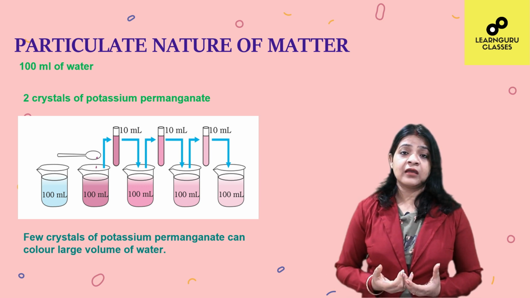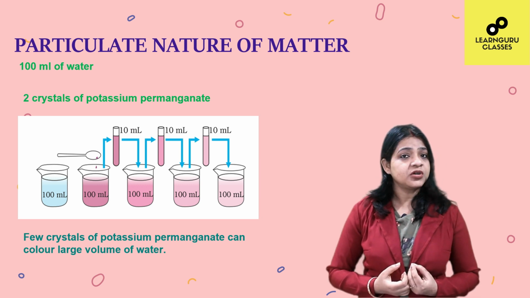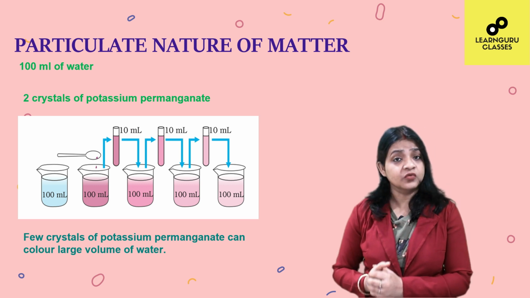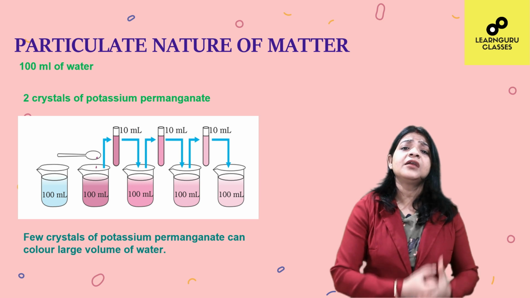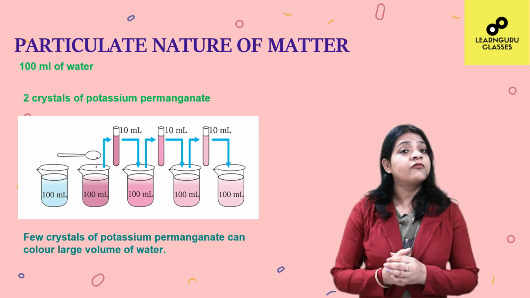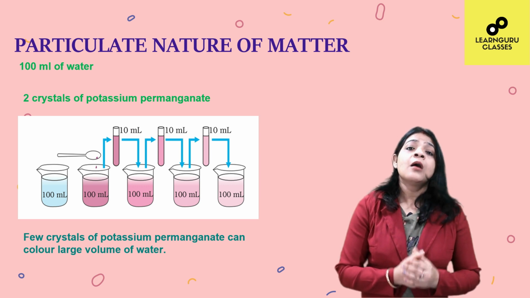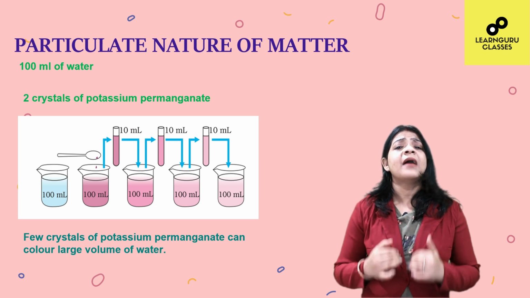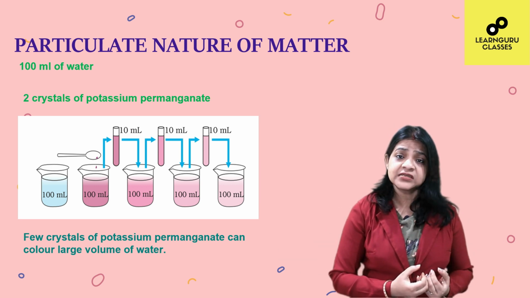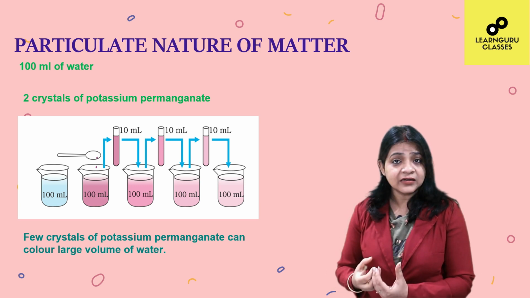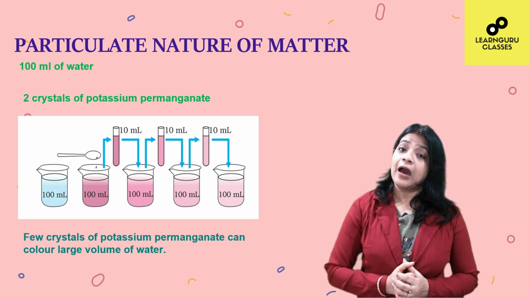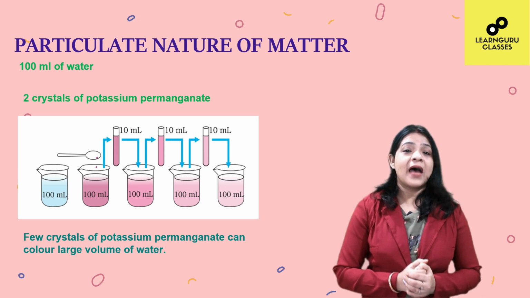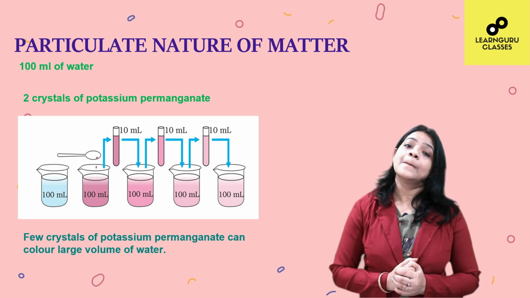So what does that indicate? How much potassium permanganate have we used? Only 2 crystals of potassium permanganate we have used, and this is capable of coloring a large volume of water. So from that we can say that potassium permanganate is a matter, and this matter consists of many tiny particles that have the impact of coloring a large volume of water. So from that we can say that matter is made up of particles.